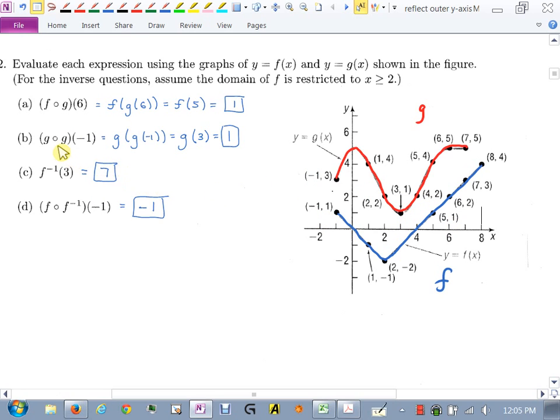Okay, what about this one? G of G of -1 means -1 goes into what first? G. So go to your G function, plug in -1. What does it spit out? Spits out 3, doesn't it? Yes? But now take that answer and plug it back into G again. So now you go to the G function, you go to 3, and you plug in 3, and you get 1.